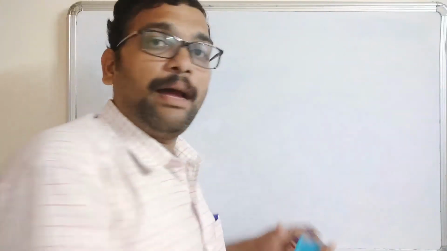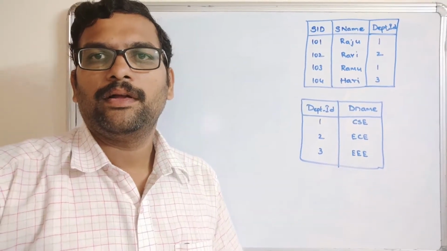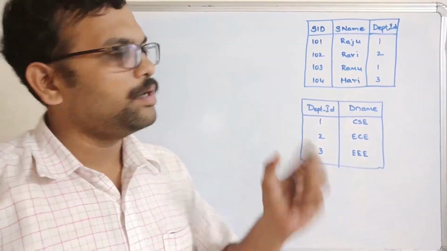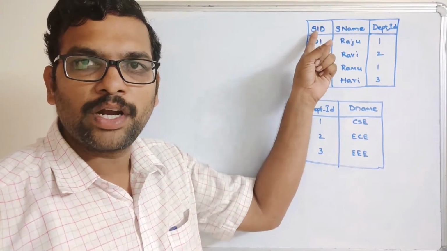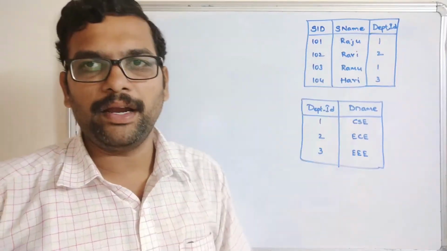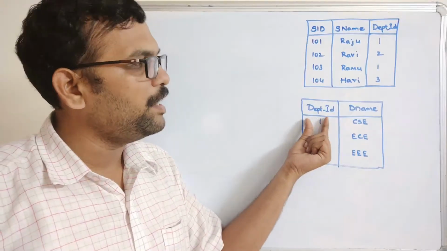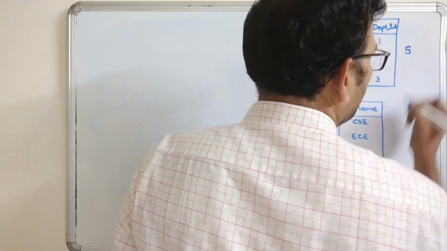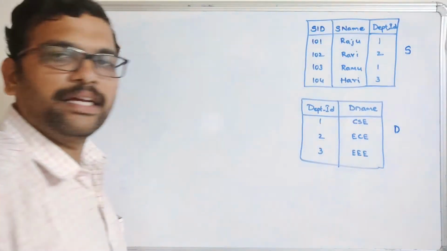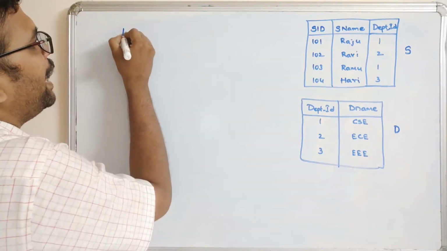So for this natural join, we will consider one example and apply the natural join. Let us take these two tables as an example. A student table having the attributes student ID, student name and department ID. And the second table, a department table, consists of department ID and department name. Let S be the relation for student and D the relation for department. Now, natural join.